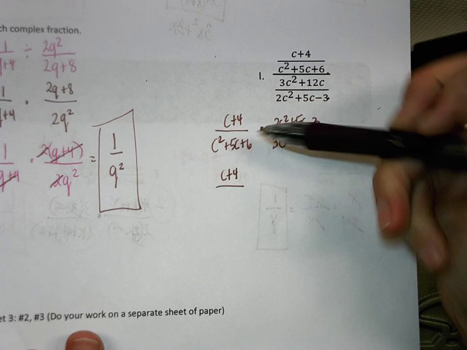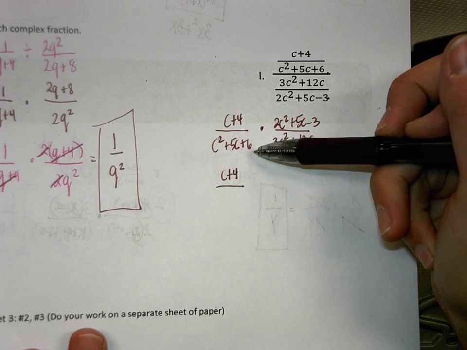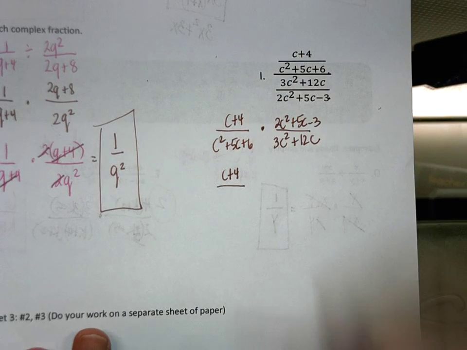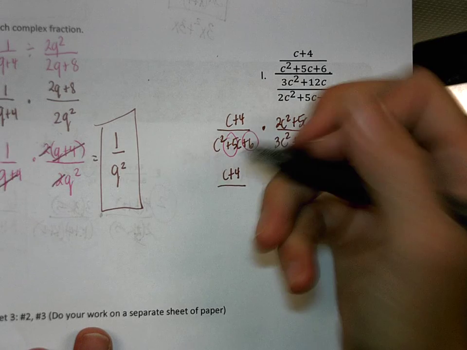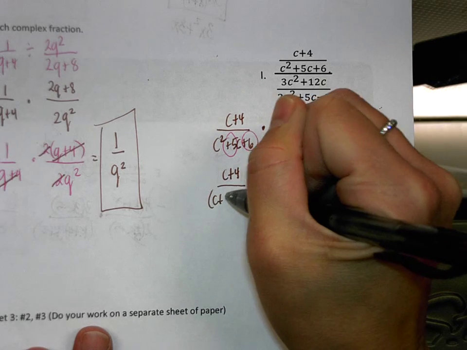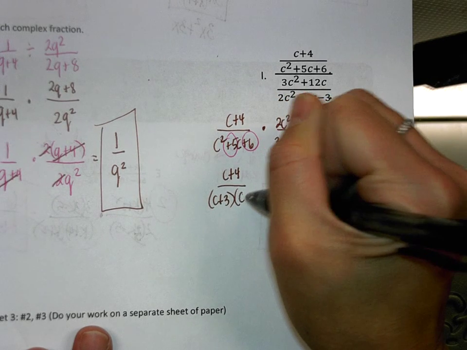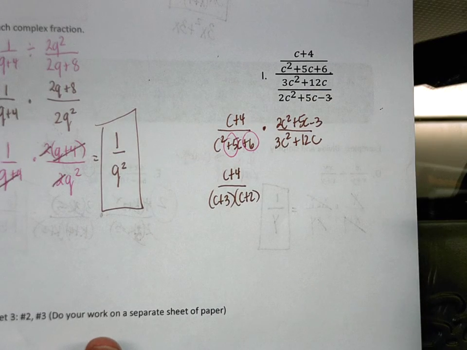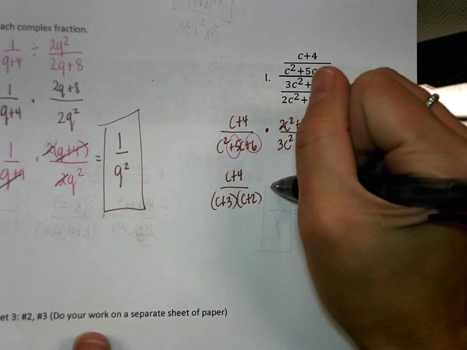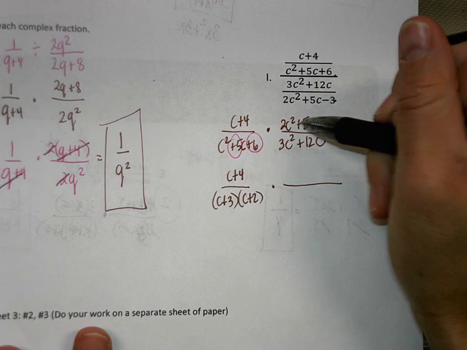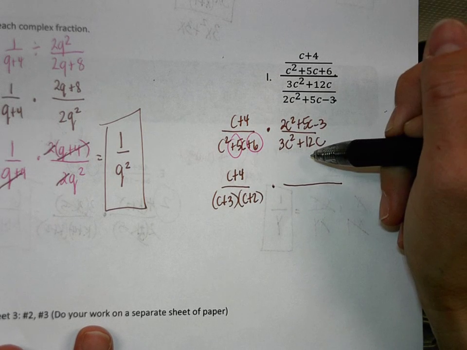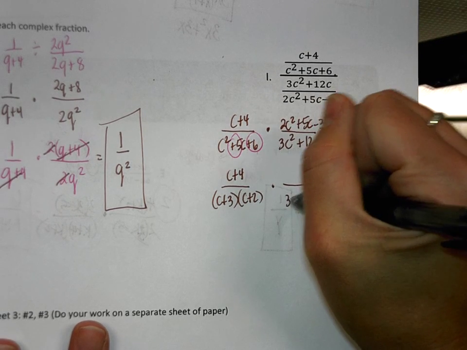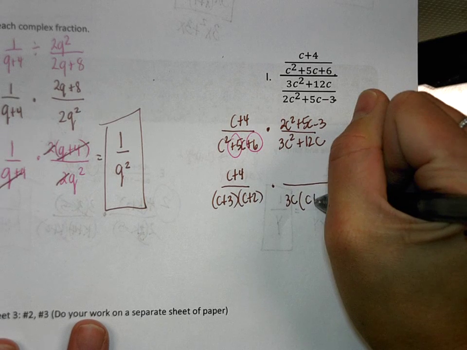The denominator here. What multiplies to be 6 adds to be 5? 3 and 2. Good. I know, that one's tricky a lot of the time. So C plus 3, C plus 2 times. Okay, over here, the denominator is pretty easy because I'm just going to be taking out a what? C. A 3C, a GCF. And then I'm left with C plus 4.